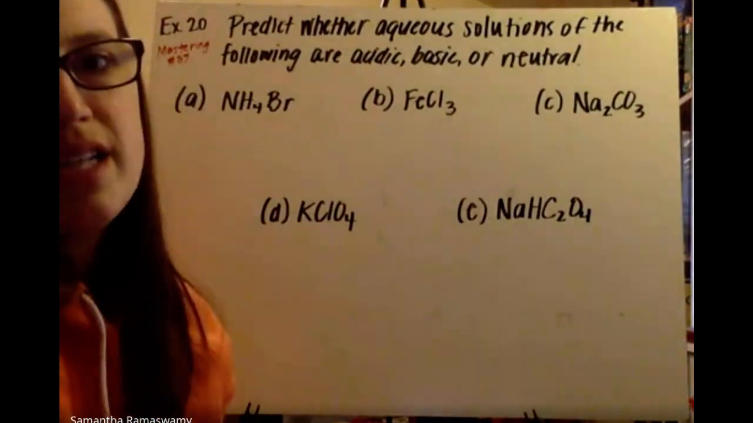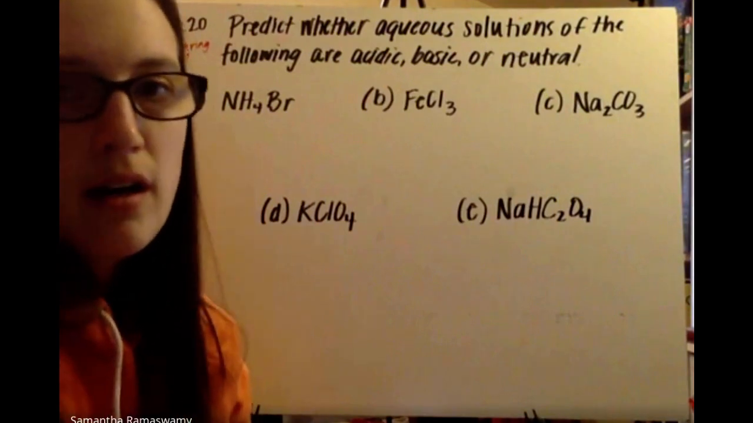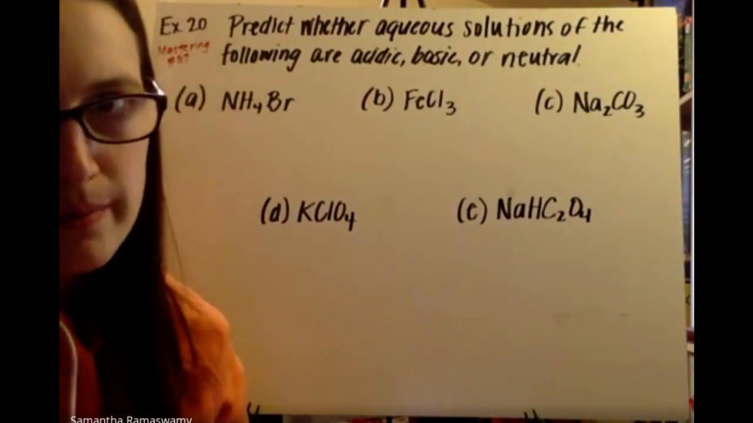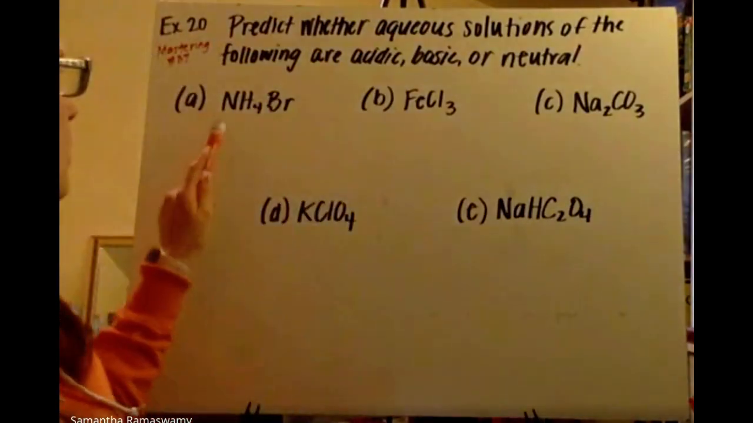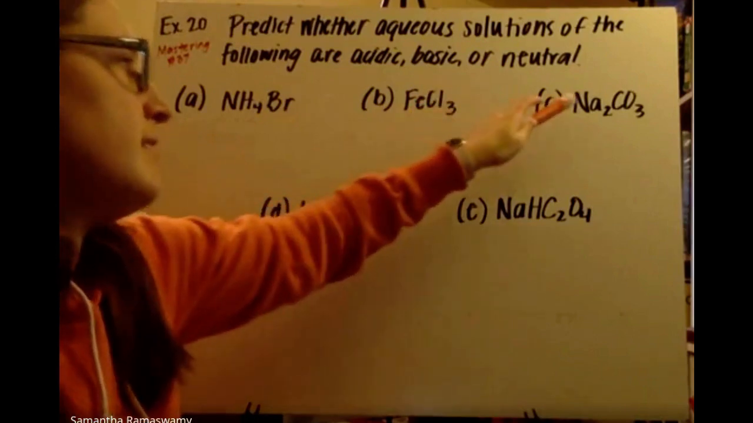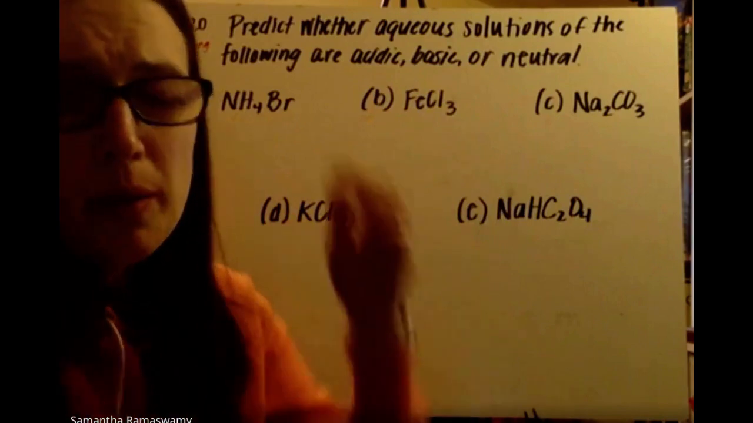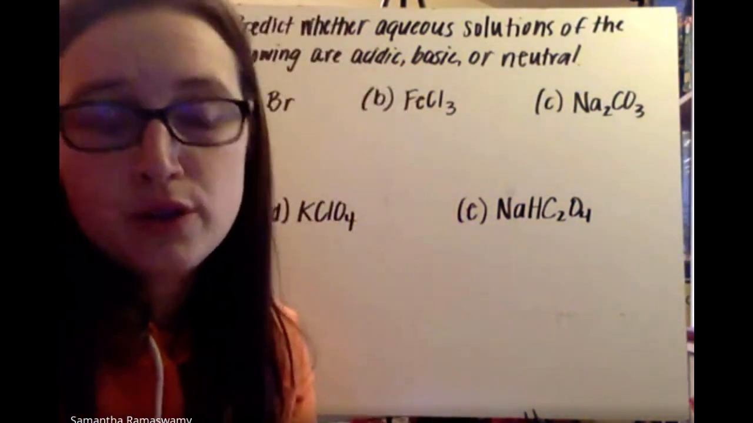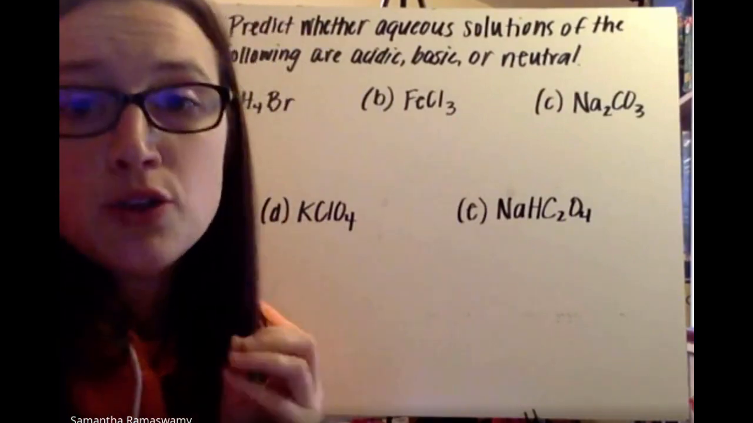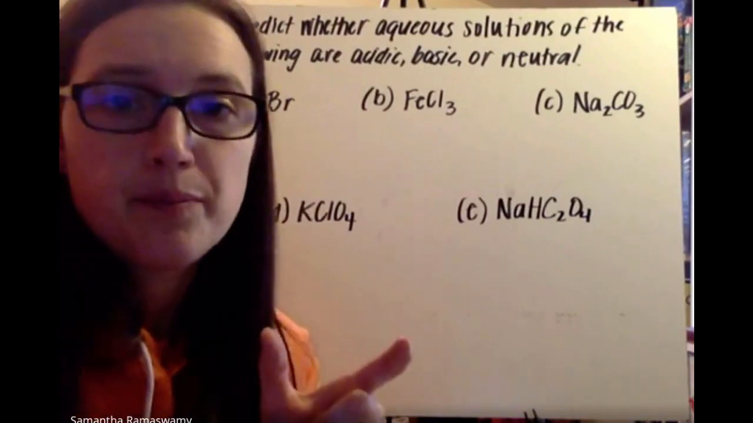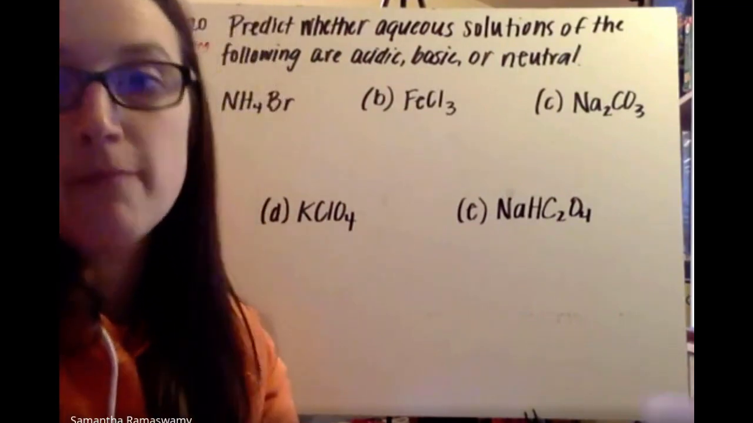Example 20 says, predict whether aqueous solutions of the following are acidic, basic, or neutral. So we're predicting whether these salts, because these are all salts, cation and anion, cation and anion, cation and anion, they're ionic substances, are acidic, basic, or neutral. Now what we have to do is split up each salt, and when we split it up, we need to figure out where each part comes from.